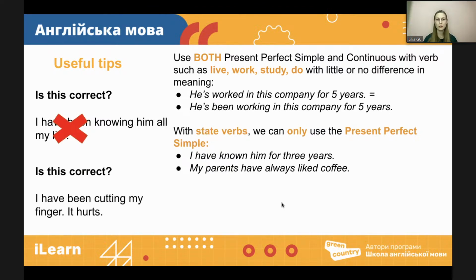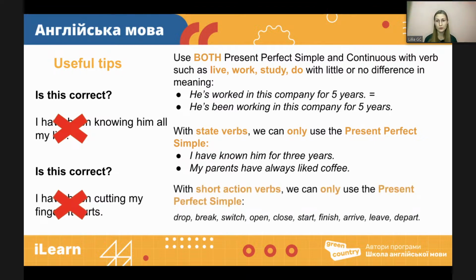All right, what about this one? I've been cutting my finger. It hurts. So guys, when you remove ing, коли ми прибираємо ing, we don't need been. I have known. You put to know in the third form. Okay, it's also incorrect. Я не різала мій палець, я порізала. So it's a short, one-time action. Only present perfect simple is applicable there. As well as with such words as drop, like впустити, break, зламати, switch, вимкнути, and so on and so on.